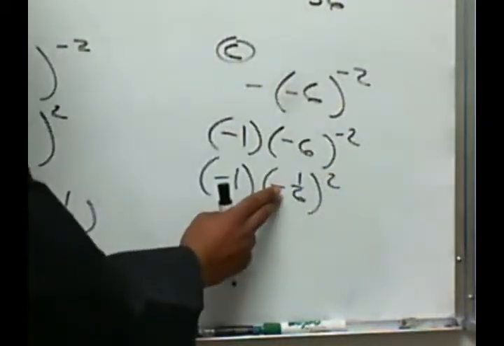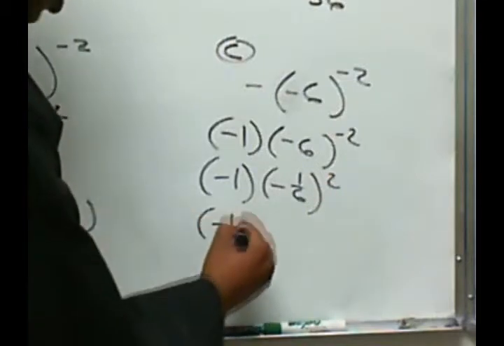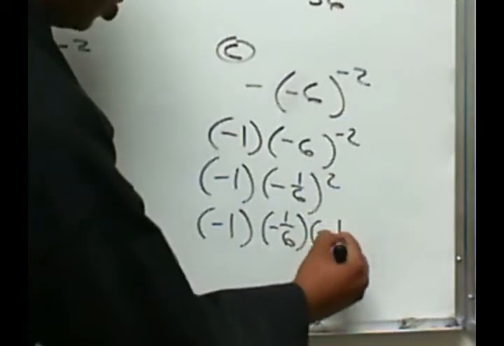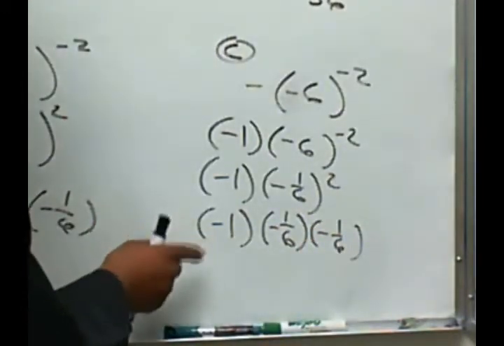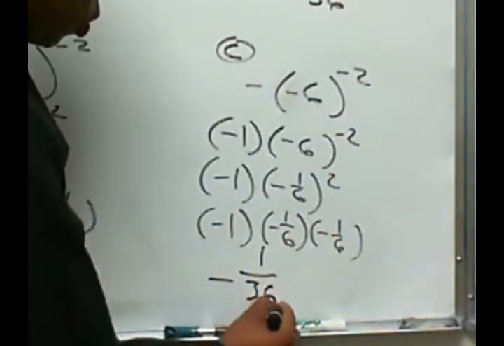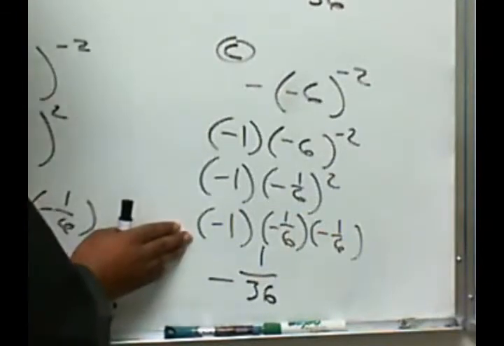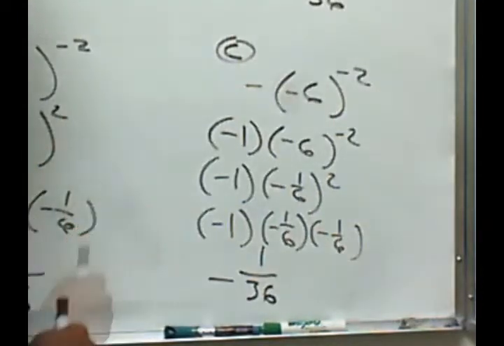And again, the negative inside is still protected, so I'm going to expand this using the 2 here. So we get negative 1 times negative 1/6 times negative 1/6. And when I multiply a negative 1 times a negative 1/6 times a negative 1/6, I get negative 1/36. And the answer makes more sense. Again, the more steps that we use, the more procedures or the more properties that we use.